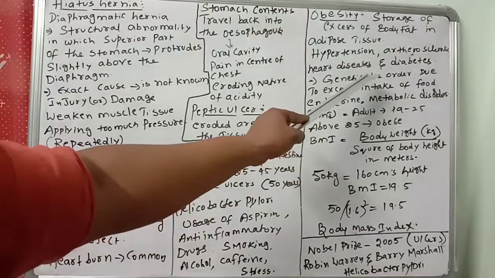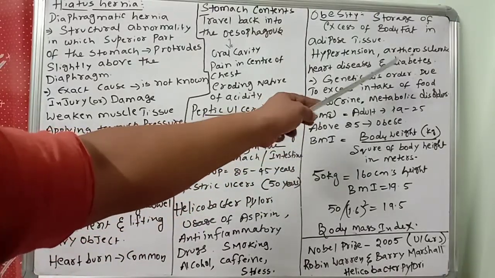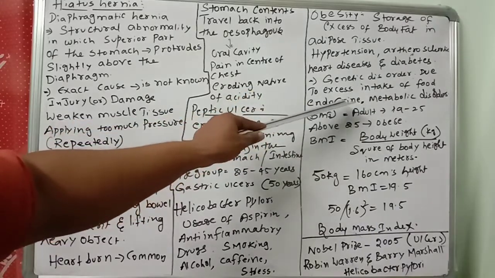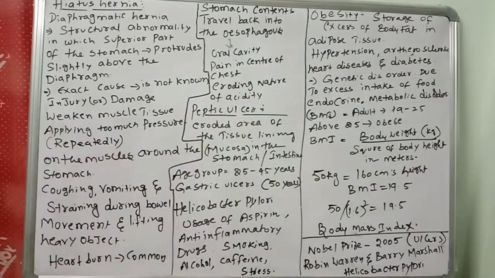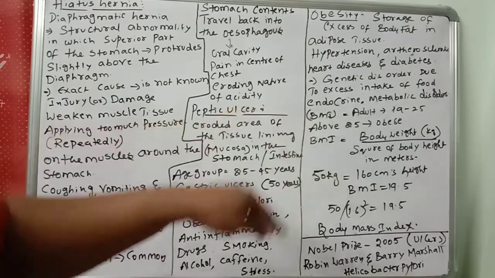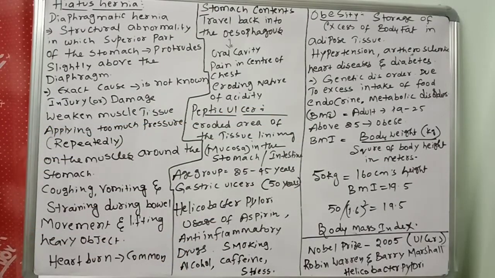And what are genes? Father, mother, parents, very well, like that, from parents to offspring. Due to excess intake of food, what kind of problems will occur? When you take excess food, endocrine and metabolic disorders occur. Endocrine means hormone imbalances. Metabolic means there is no conversion of simple to complex, complex to simple.